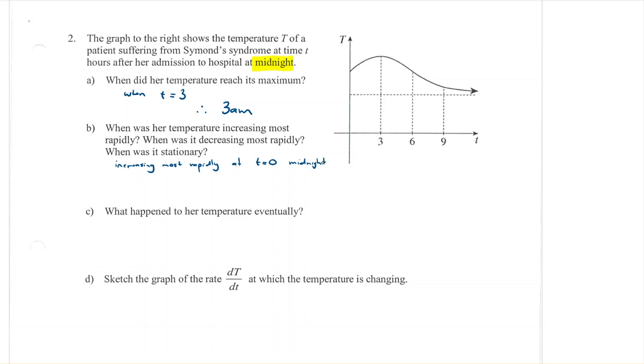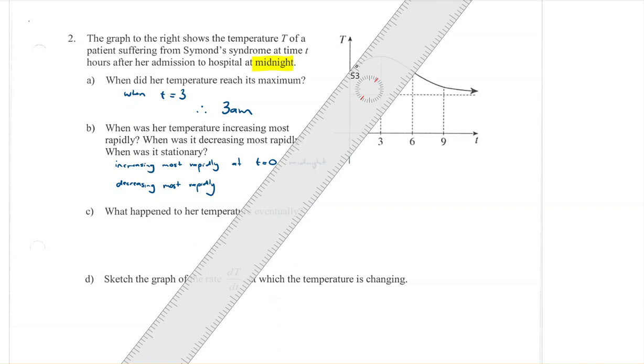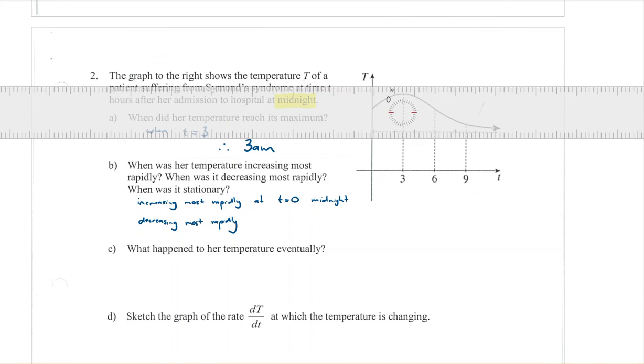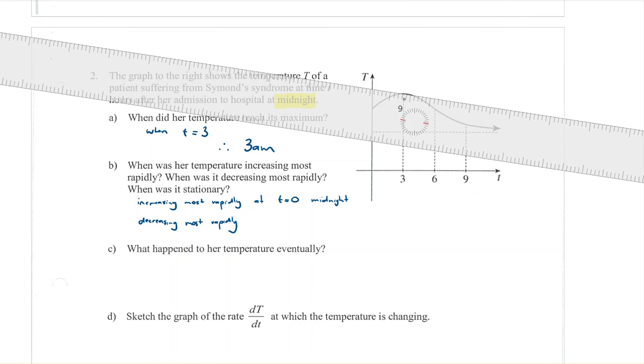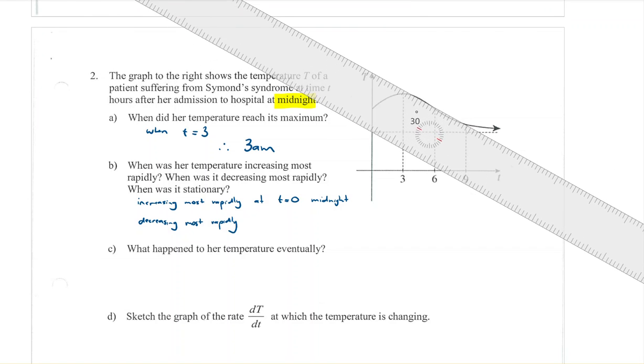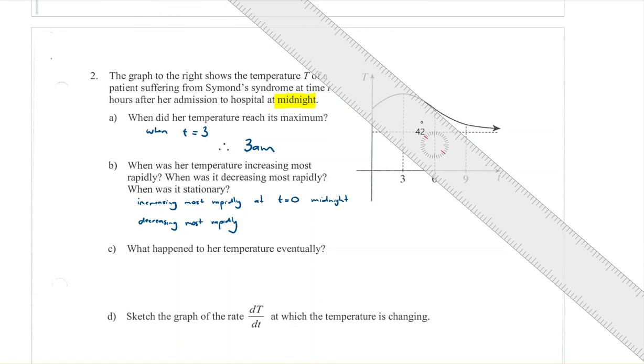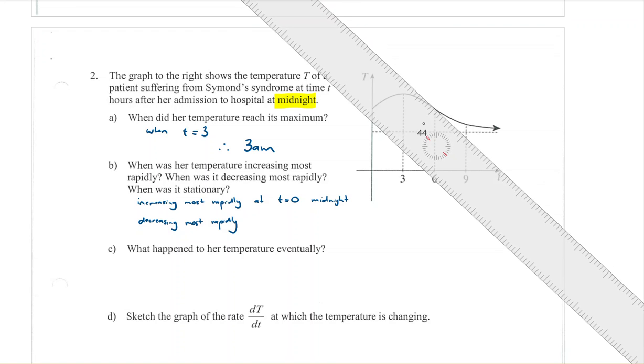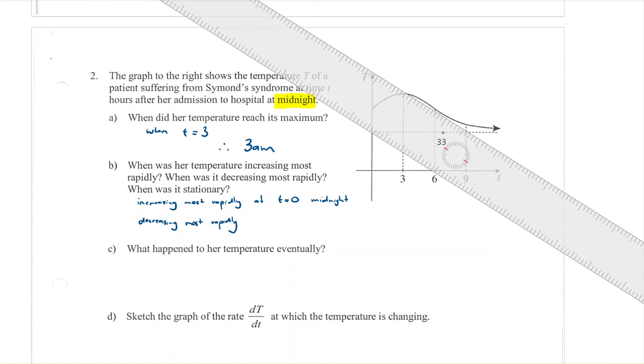The second part of the question says, when was it decreasing most rapidly? I'm going to write that question down first. So, decreasing most rapidly. We're now looking for, as the curve is coming down the other side of that turning point, where is it going to be the steepest? It starts off with very small negative gradients, and it's getting steeper, steeper, steeper, until I get to that point there, when time equals 6, and then it starts getting shallower again.